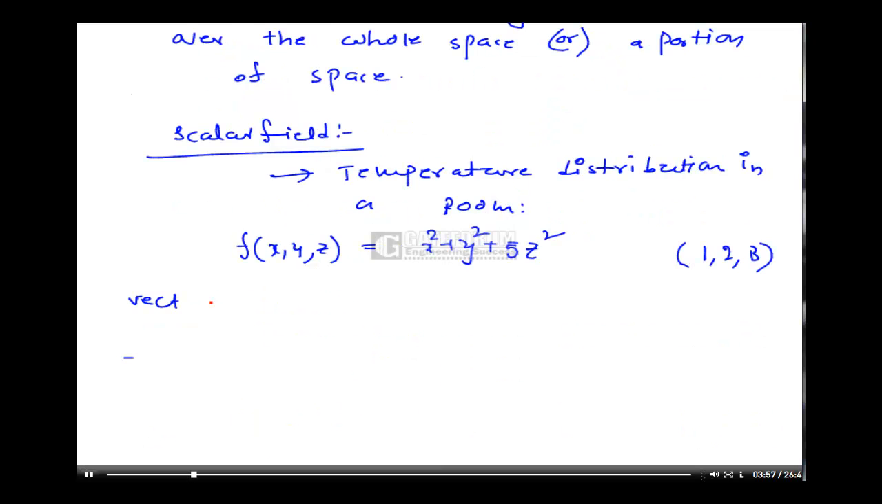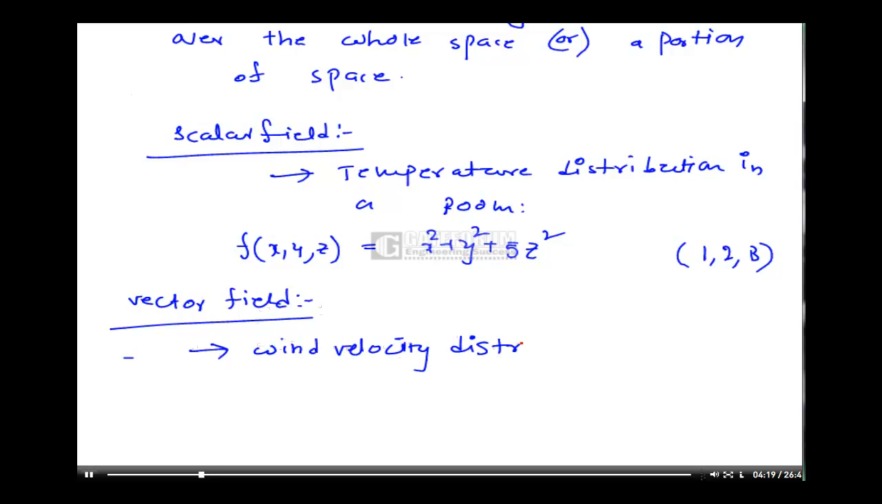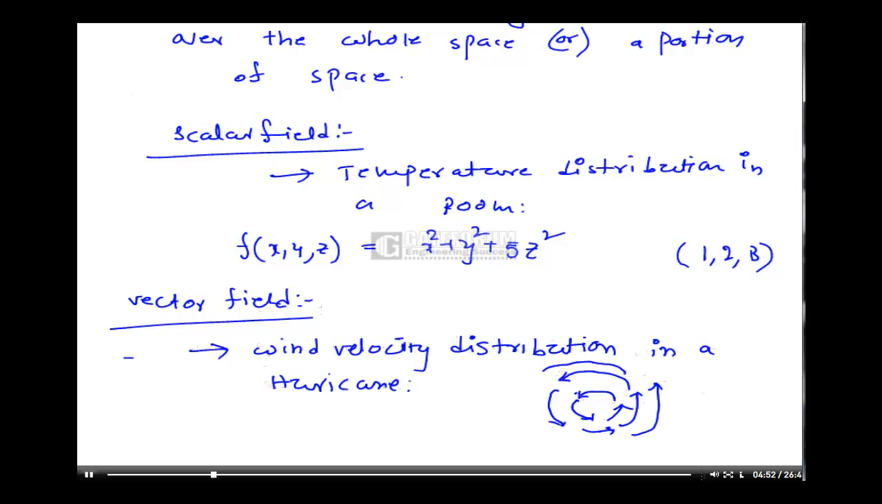Similarly, vector field. If the quantity is a vector, then we can define a vector field. An example of a vector field is wind velocity distribution in a hurricane. Velocity is a vector quantity. I can represent graphically the distribution of the velocity. In a hurricane we have wind with a particular velocity, in the entire region or in a particular region also. This is the wind velocity distribution in a hurricane.